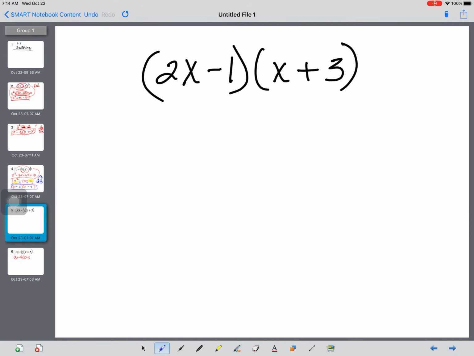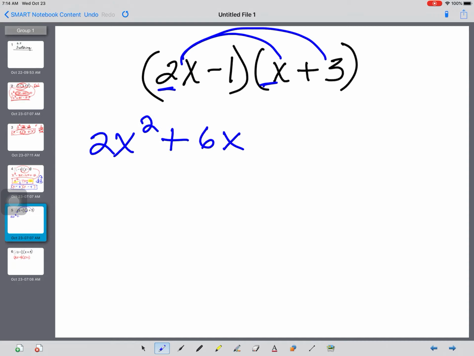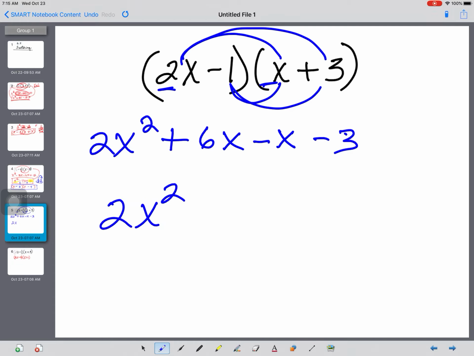Now it gets a little different when there's not a 1 in both of these spots. If I FOIL this out, I get 2x squared, then 2x times 3 is plus 6x, and then negative 1 times x is negative x, and negative 1 times 3 is negative 3. When I add that together, I've got 2x squared plus 5x minus 3.